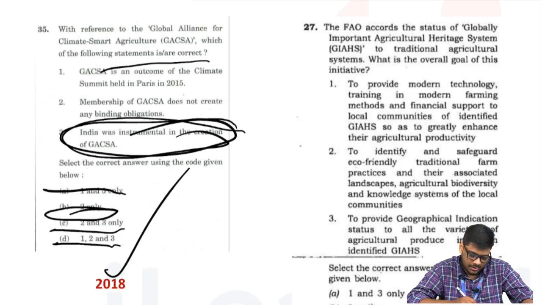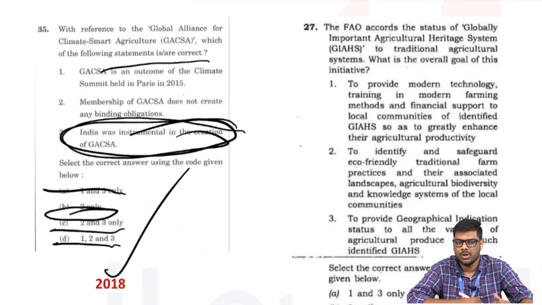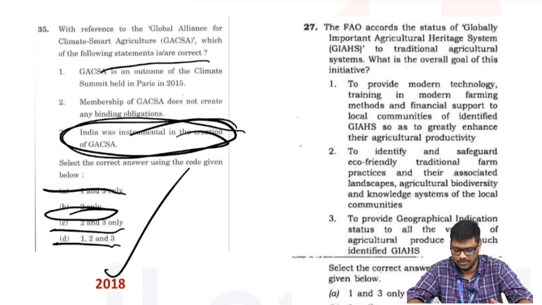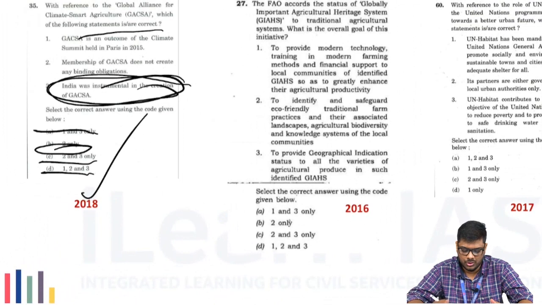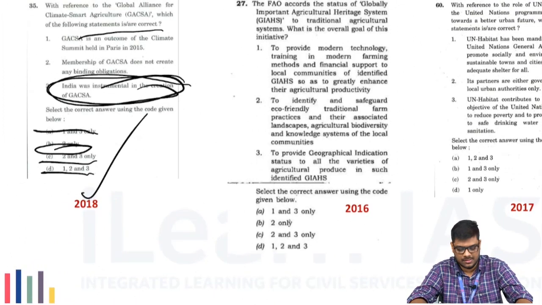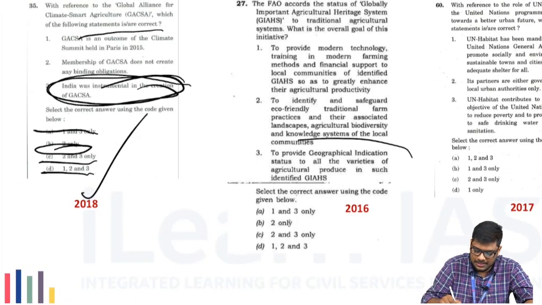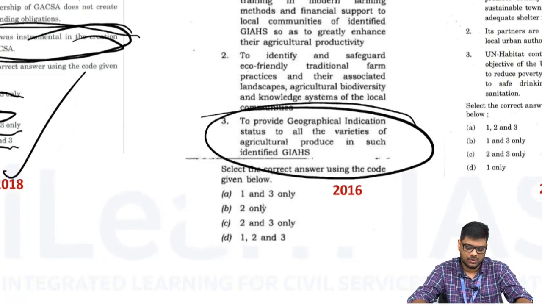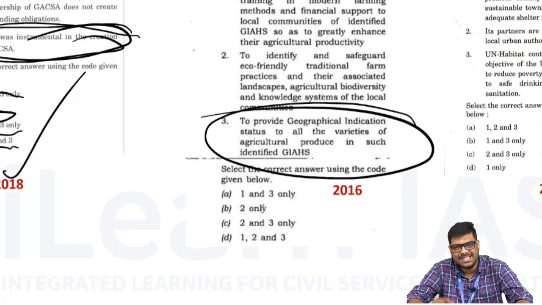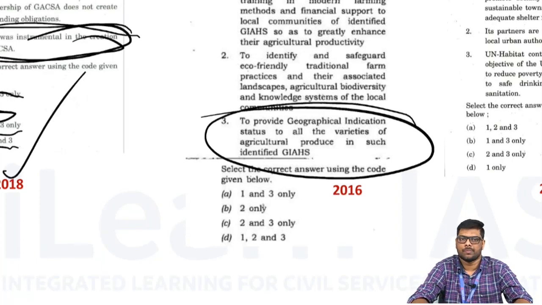Getting it? So this is how you have to apply, you have to mold your thinking process. And again, a question regarding FAO. FAO is the Globally Important Agricultural Heritage Systems. Okay, look at the third statement: to provide geographical indication status to all the varieties of agricultural produce in such identified GIAHS. Is that the duty of FAO?